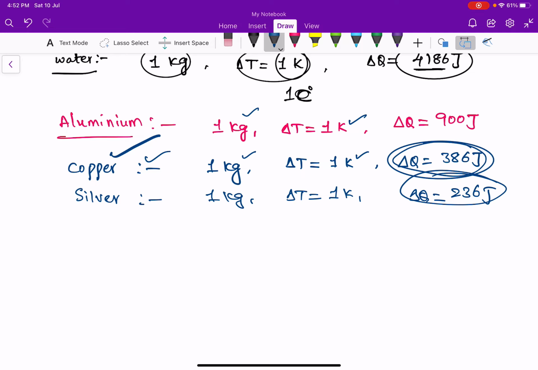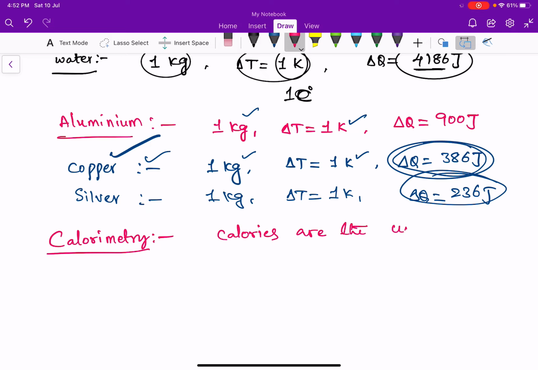Now I'm going to discuss one more topic in this class: calorimetry. We know calories are the units of energy, heat energy. Calories are the units of energy. Metry means measurement.